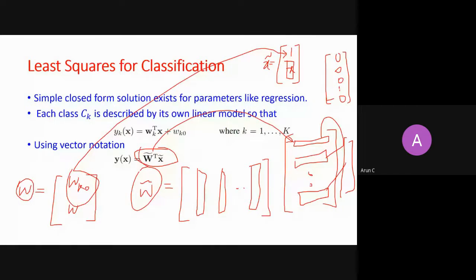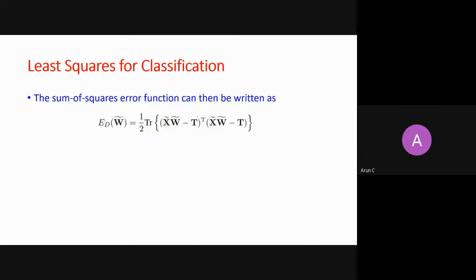This W matrix is representing all the hyperplanes in a column-wise fashion. So if you want to estimate this W matrix, it means you want to estimate all the hyperplanes in one shot. So how can we go about it? This is the equation to understand.